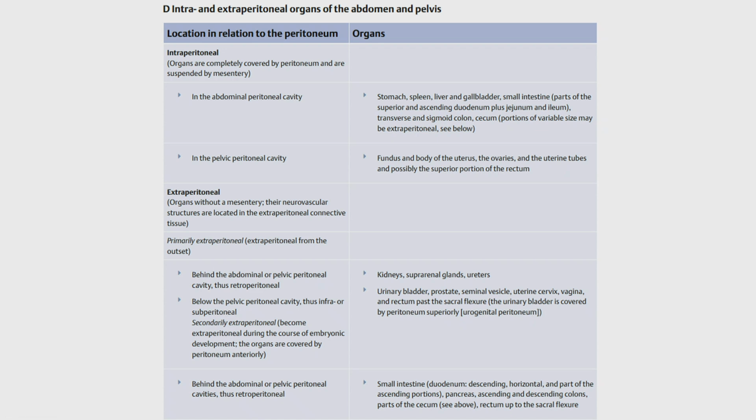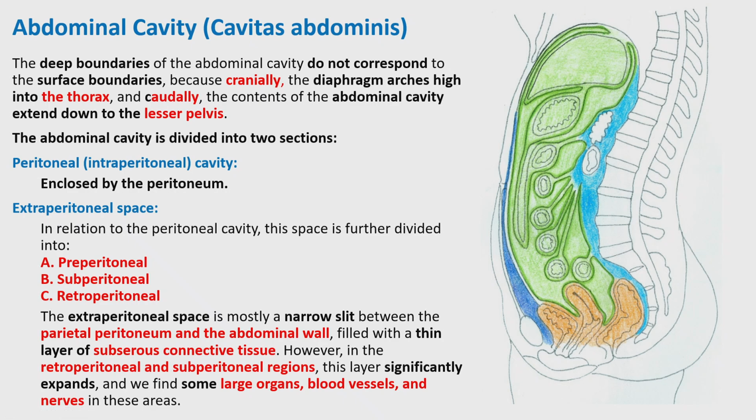The third classification is according to intraperitoneal or extraperitoneal organs. For sure you had a lecture about the peritoneum and the peritoneal cavity. Here are the intraperitoneal organs in the abdominal cavity and pelvic cavity, and the extraperitoneal organs, which are here. Generally, according to the last classification, this green area that you can see is the peritoneal cavity.